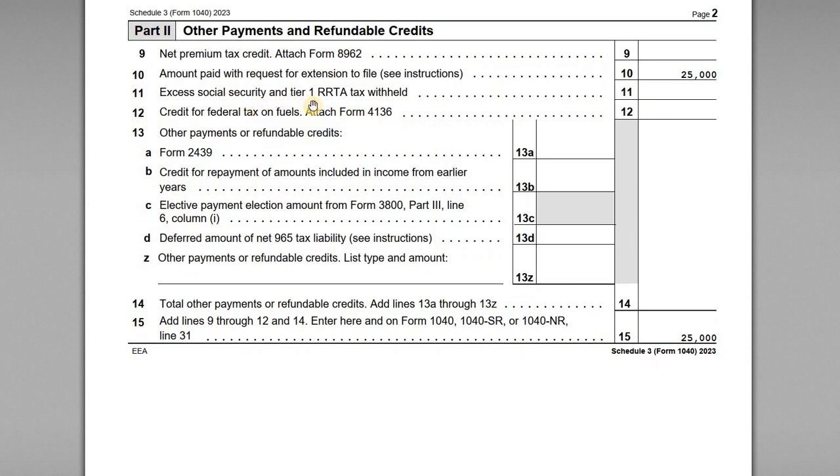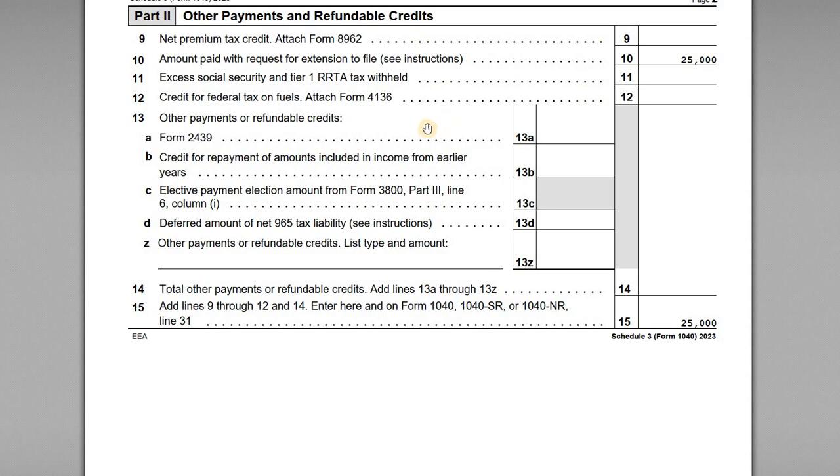Excess Social Security and Tier 1 Railroad Retirement Tax Act. So if you were a railroad employee, you might have some Tier 1 and Tier 2 taxes withheld, and to a certain extent, you can get some of that Tier 1 repaid. Same thing with excess Social Security taxes on your regular W-2 wages, right? If that happened, you might be able to get a refund of those amounts.